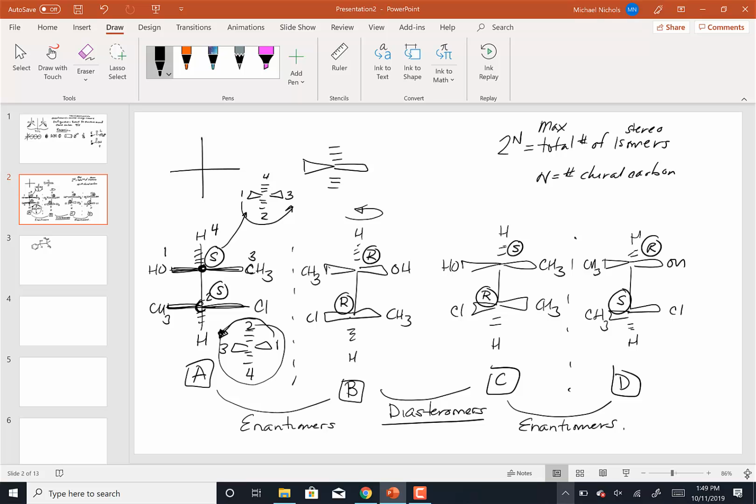Now, one other thing: in order to have a pair of diastereomers, you need to have at least two chiral centers. If you do not have two chiral centers, you can't have diastereomers. Everybody kind of with me here? I probably did the exact same thing in one of the videos earlier that's on Canvas, except today I mixed in more of the practical chirality.